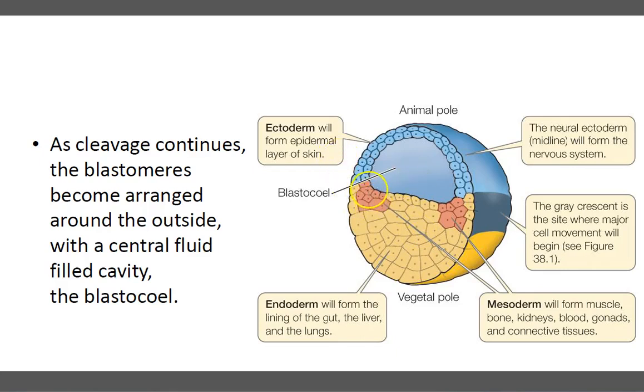That's because of the migration or movement of the cells. And then we have here two areas somewhere between the ectoderm and the endoderm. This set of blastomeres will later become your mesoderm. This will form the middle layer of your animal later on, and will give rise to your muscles, bones, kidneys, blood, gonads, and others. Take note of how they align with the gray crescent. So this is the gray crescent.